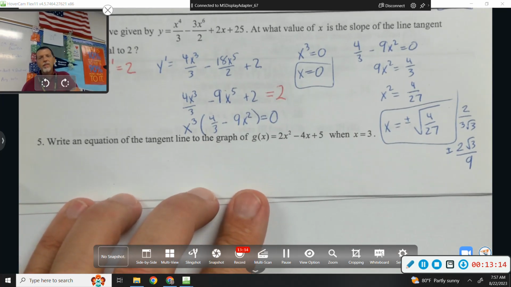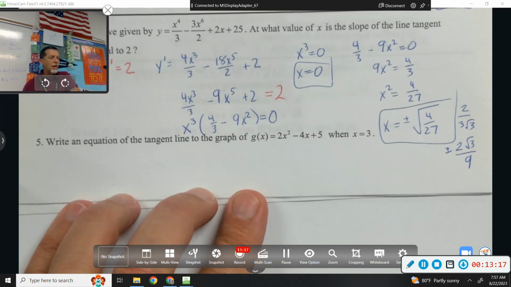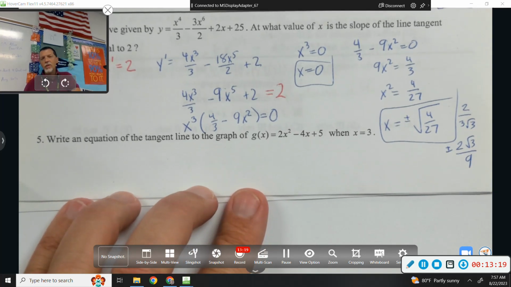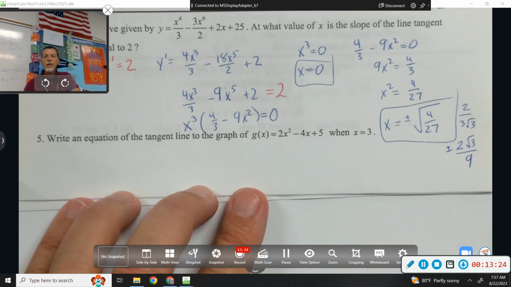If that's a sticking point for you, then this whole year is just going to be a real rough time for you. You've got to be able to just cruise through the basic algebra stuff.